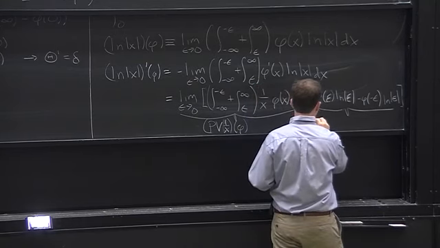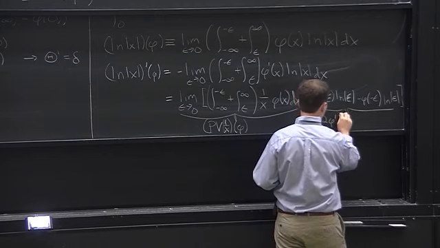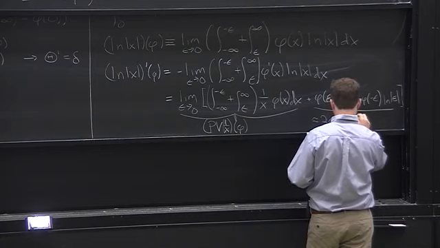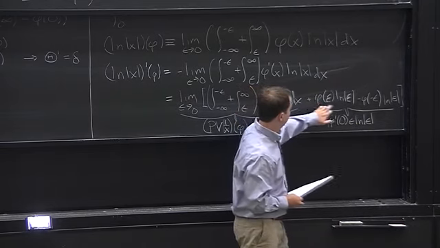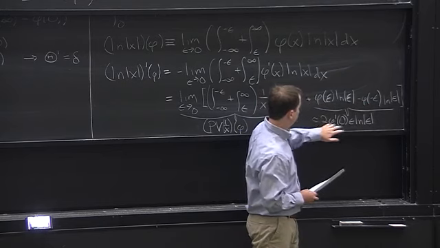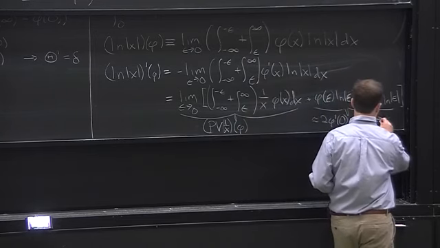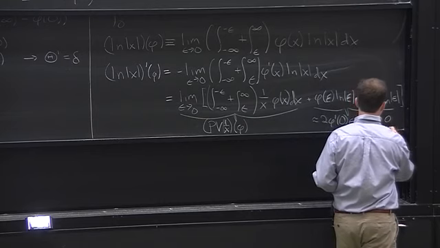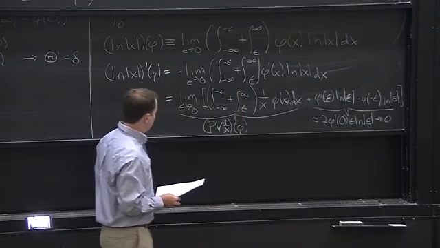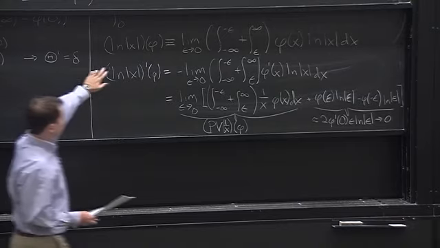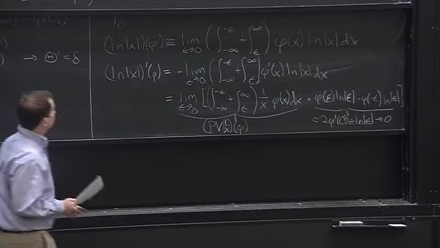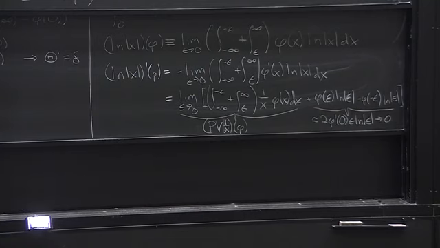So this is approximately 2 phi prime of 0 times epsilon log of epsilon for epsilon small. Here we've got phi of epsilon minus phi of minus epsilon. That just gives us twice the derivative times epsilon, which goes to 0 as epsilon goes to 0. So this part goes away. And the derivative of the log is the principal value, with this particular definition of what a log distribution is. Any questions on that?